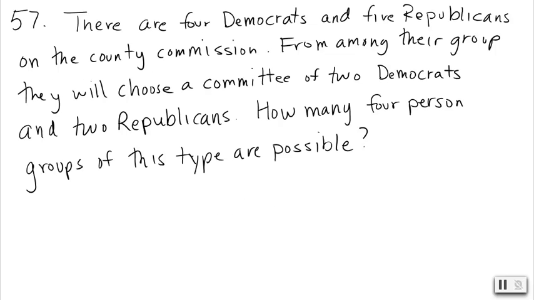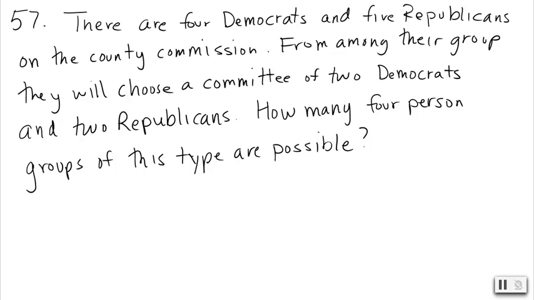One more. I've reworded this one a little bit because he has a typo in the book and he's thrown in some extra wording that I thought was confusing. He also left something out of the problem. So I've reworded this one a little bit. It says there are 4 Democrats and 5 Republicans on the county commission. From among their group, they will choose a committee of 2 Democrats and 2 Republicans, and he explains why, but I've skipped that part. How many 4-person groups of this type are possible? In the book, he says how many 4-person groups are possible, but of course he means how many different 4-person groups with these 2 restrictions are possible.